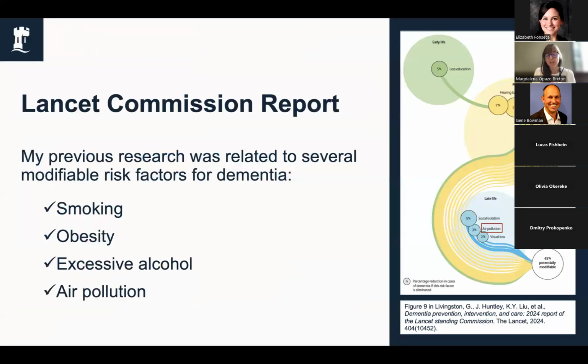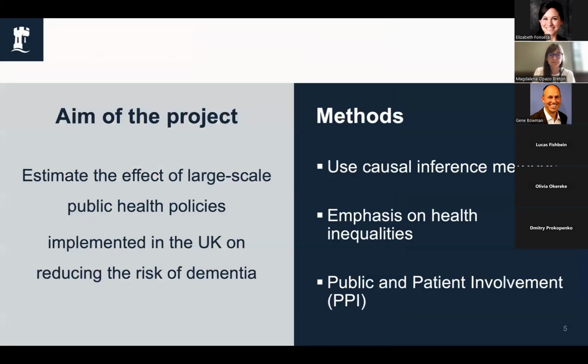Then I wanted to move to study dementia prevention. My grandma got diagnosed with dementia, so I thought I needed to do something about it. And I found that my previous research was connected to dementia, since it was touching several modifiable risk factors related to dementia, as those mentioned in the reports from the Lancet Commission on Dementia Prevention, Intervention, and Care.